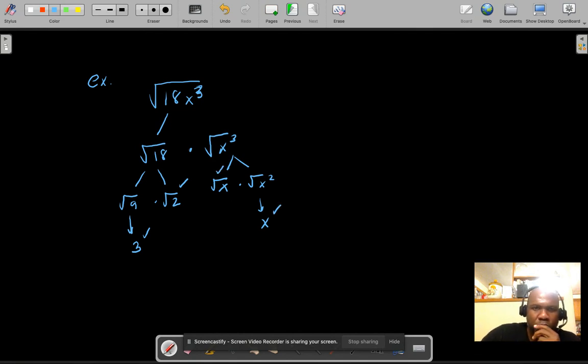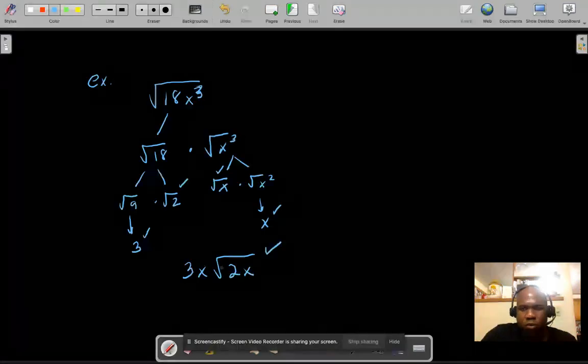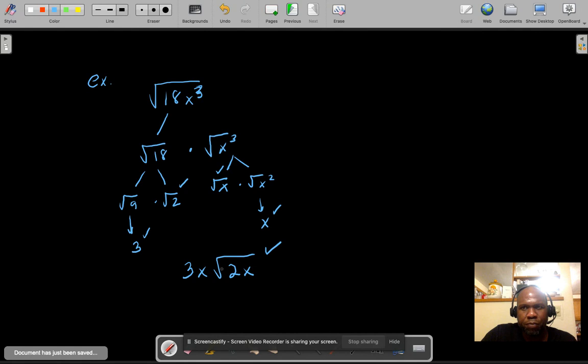Now, how do we put all these pieces together? We have 3 and x on the outside, and we put these two together on the inside. So it becomes 3x on the outside, square root of 2x on the inside, and that would be the answer. That's what we're going to get to at the end of this. In a couple of days, and probably about next week, we should be able to do that efficiently.